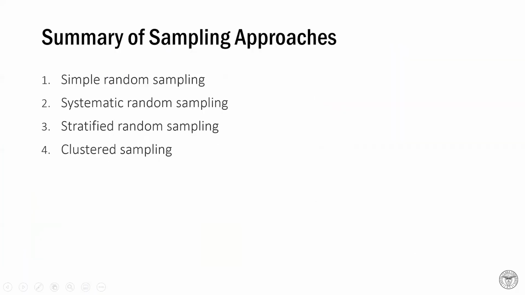We now summarize the content that we have learned in this video. In specific, we have learned 4 major different types of probability sampling approaches, namely simple random sampling, systematic random sampling, stratified random sampling, and cluster sampling.